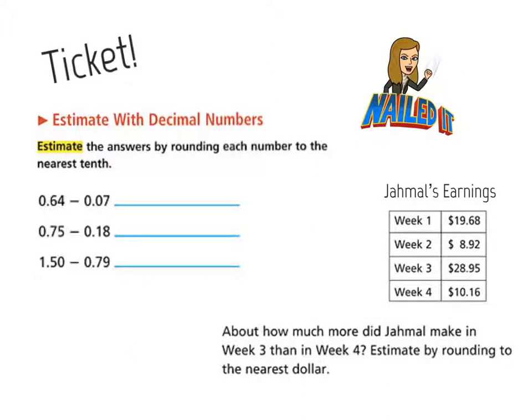All right, kiddos, for your ticket today, you're going to estimate by rounding each number to the nearest tenth for the first 3 problems. And then you'll be using Jamal's earnings from selling newspapers to answer this word problem below.